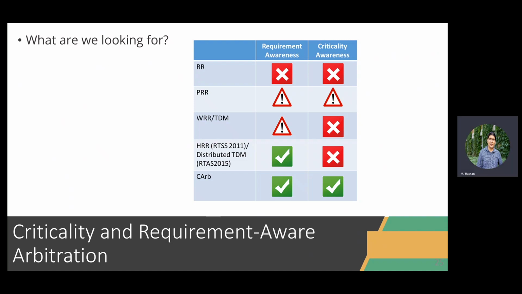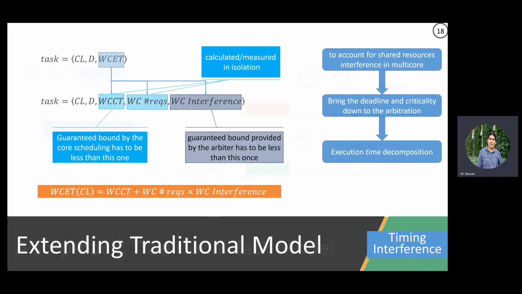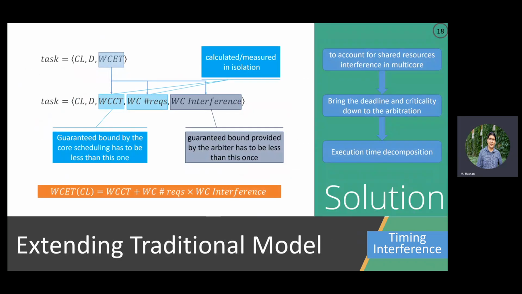Harmonic round robin is requirement aware, right? That's the first one we have really as a green check. Why? Because I reduce the worst-case latency, I can assign slots distributed in a fashion that meets the requirements of different tasks. But it has no notion of criticality. And then what we're looking for is a criticality and requirement-aware arbiter that is both requirement aware and criticality aware. Well, I might just leave this part for you to read.